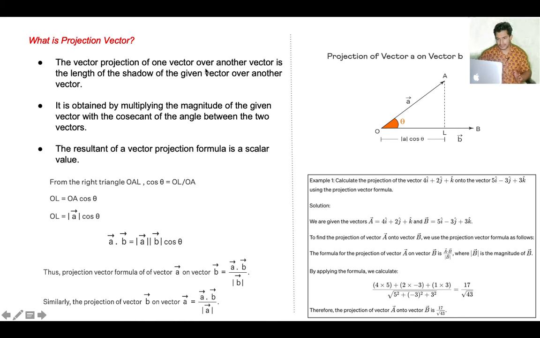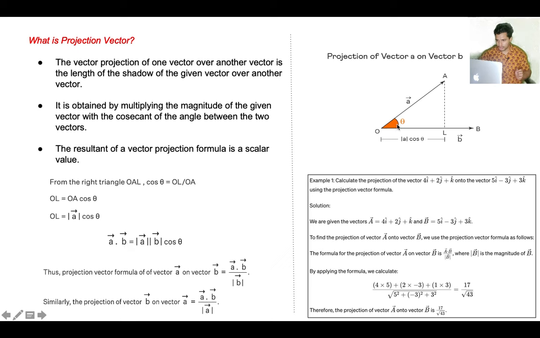The vector projection of one vector over another vector is just the length of the shadow of the given vector over another vector. So if this is a vector OA, the shadow it has on the other vector, let's say OB vector, is OL on OB vector, right? So the magnitude of this OL will become the projection. It is obtained by multiplying the magnitude of the given vector with the cosine of the angle between the two vectors. The resultant vector projection is a scalar value. So for vector OA, when it is projected on vector OB, the shadow is OL and OL is the vector projection. So OL can also be written as OA into cos theta, right?